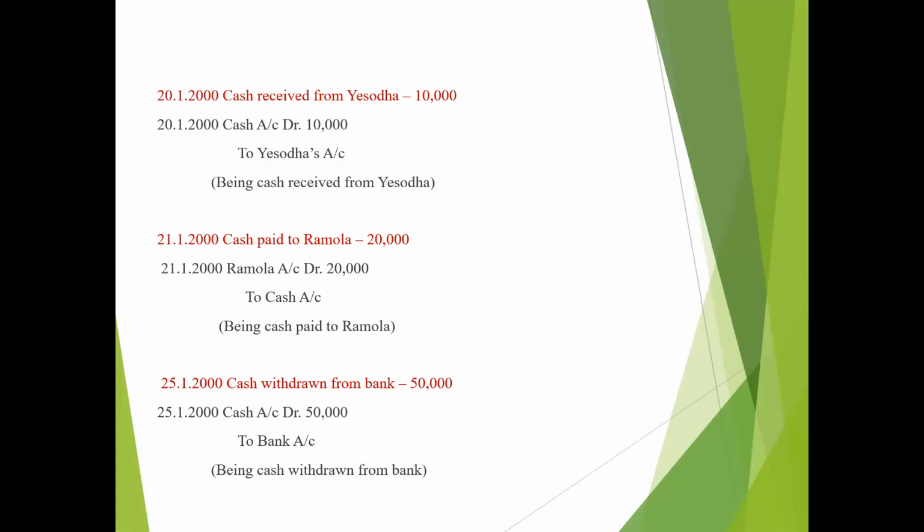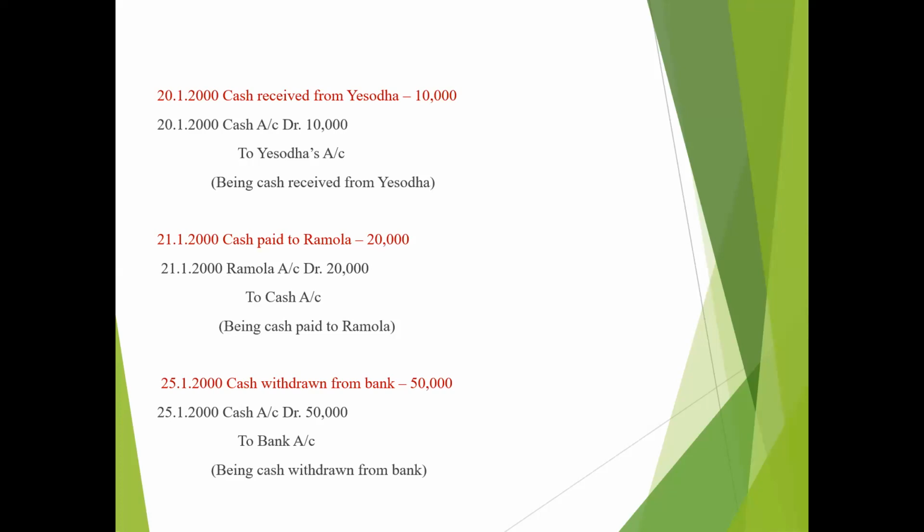So the next one is cash withdrawn from bank, 50,000. The entry is cash account debit to bank. Cash withdrawn from bank. The cash account rule is the real account rule: debit what comes in. So here what comes in? Cash comes into the business. So automatically cash account is debited and then bank account credited. Why is bank account credited? It is a personal account. The rule for personal account is credit the giver. So automatically bank account will be credited.